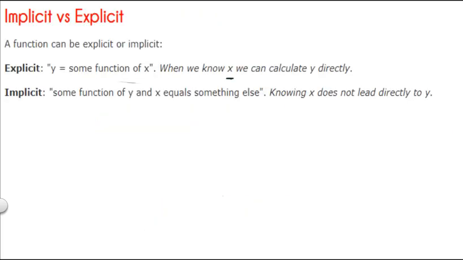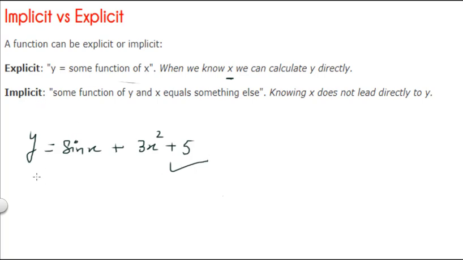Here comes the definition. A function can be explicit or implicit. Explicit means y equals some function of x. Suppose I write y equals sin x plus 3x square plus 5. So I am expressing y in terms of x. This is known as explicit representation.